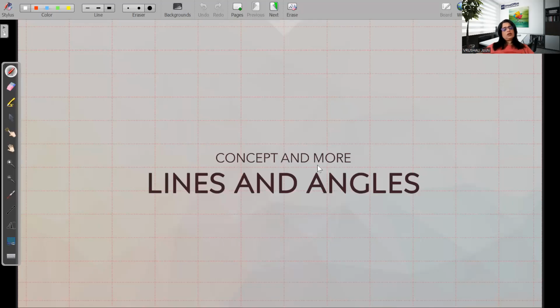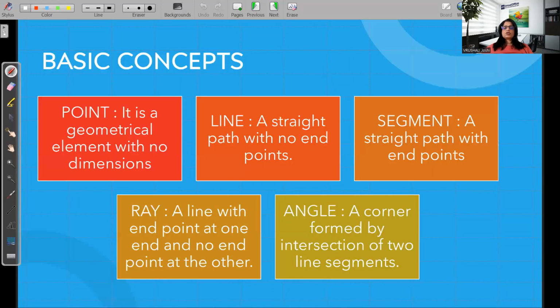So lines and angles, what do we have? Some basic concepts before we go ahead, as I said. What is a point? A point is a geometrical element with no dimensions. When you give a point, it has no dimensions, no length, no height, nothing. These are dimensions. So a point has no dimensions.